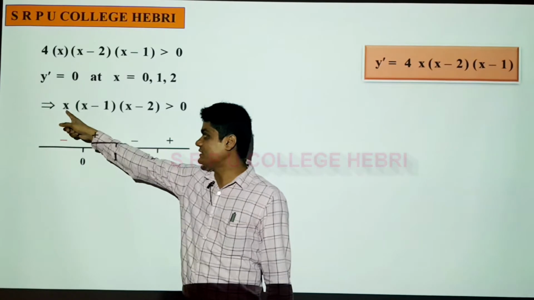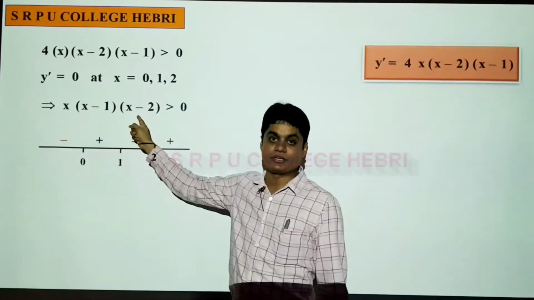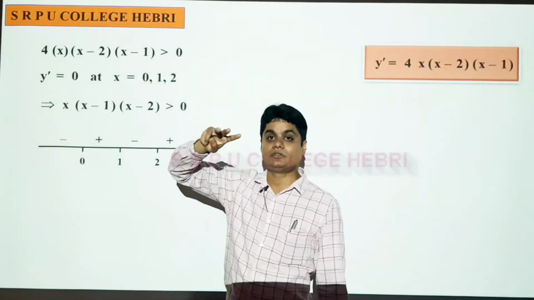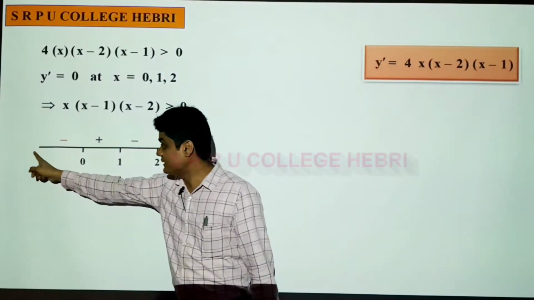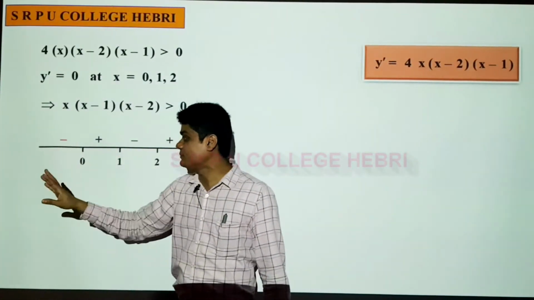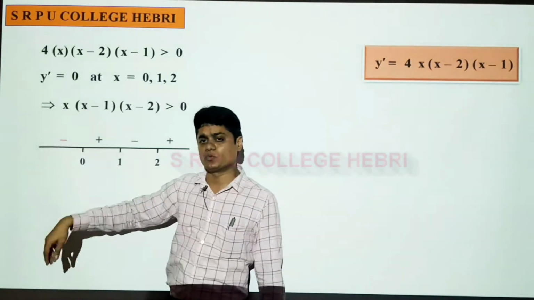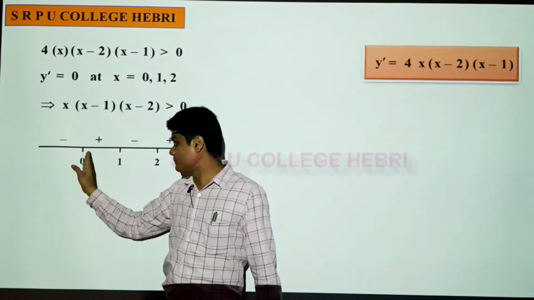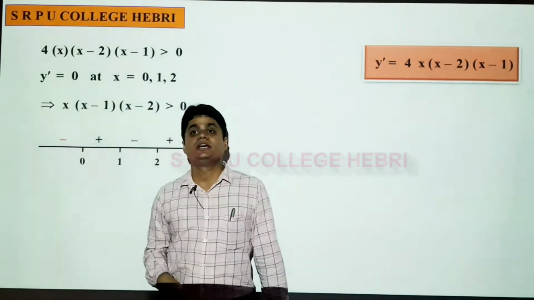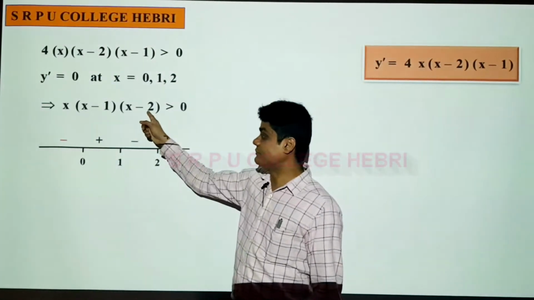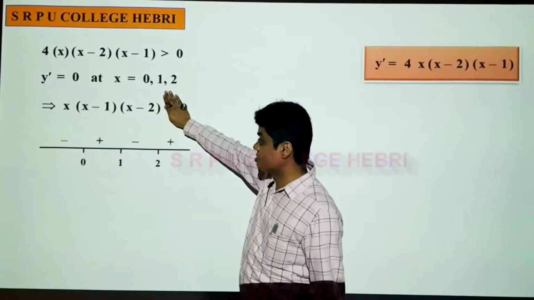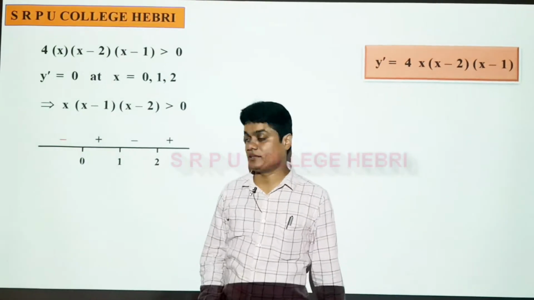Put minus 1 here, this is minus 2, this is minus 3. So the product of 3 negatives is negative. So I wrote minus. Minus infinity to 0, you can take any value, minus 1, minus 2, minus 3, minus 4, whatever it may be. From 0 to minus infinity, you take any number, this will always be negative. Y dash will always be negative.